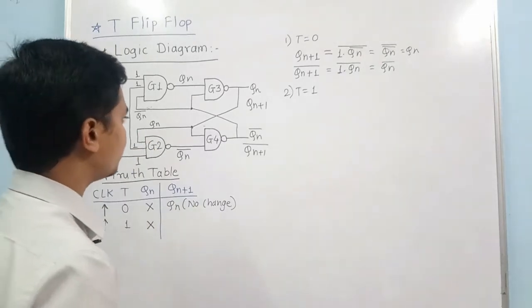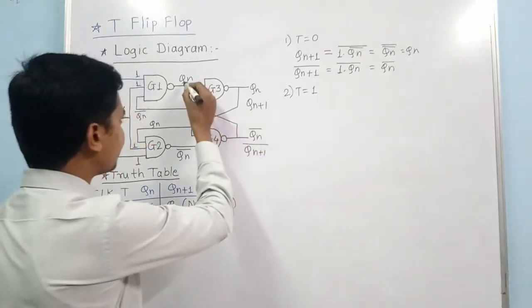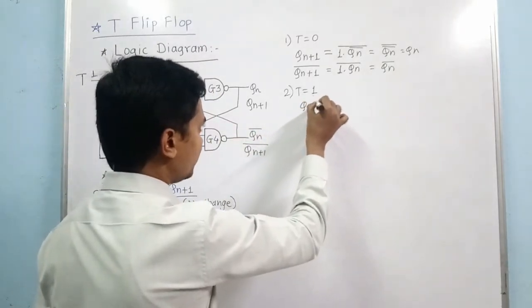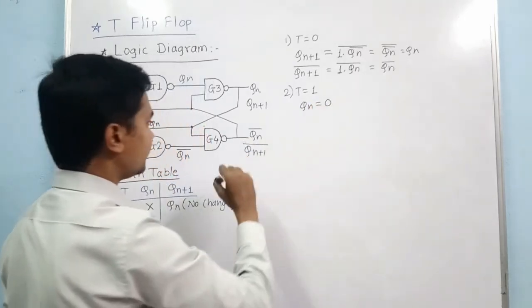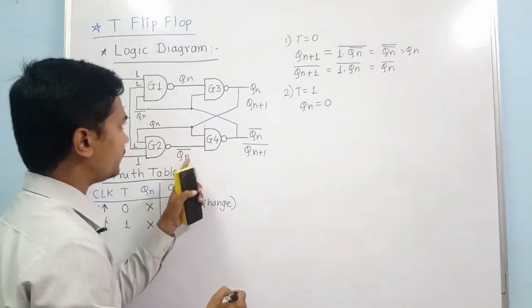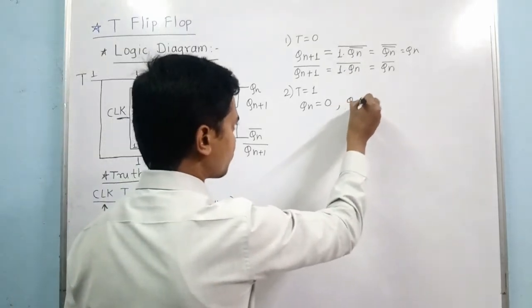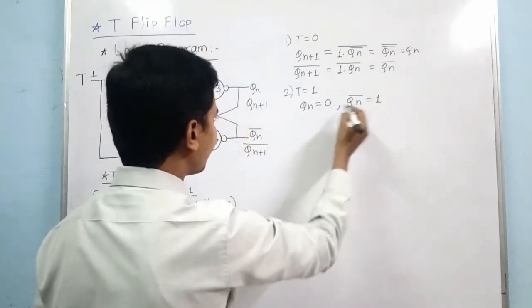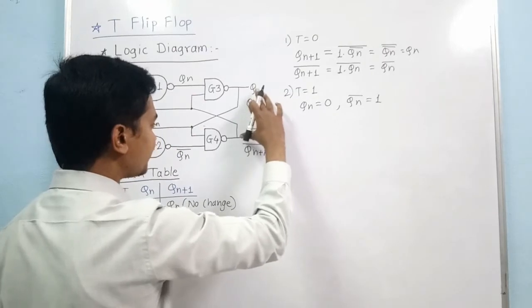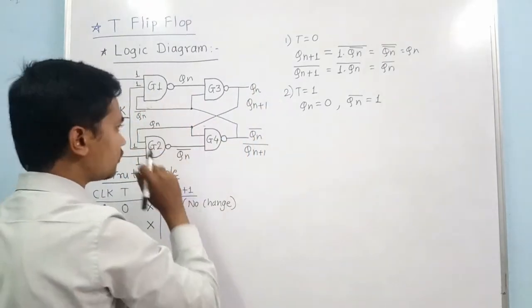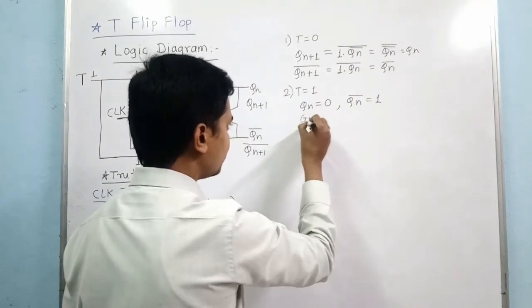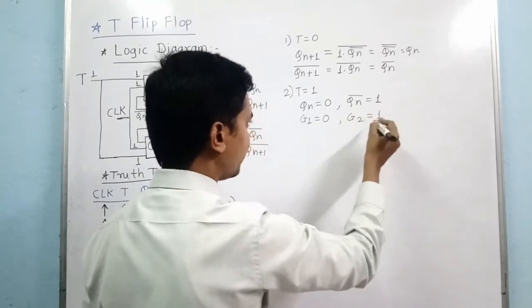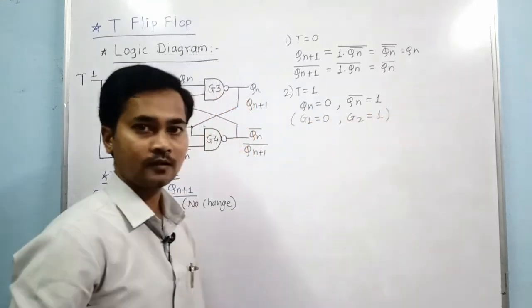Now if you put here Qn equal to 0, then what will happen? Qn bar is equal to 1. I am talking about this Qn and Qn bar, not of the output state, but of the G1 output and G2 output. So I'll write here G1 output will be 0, then G2 output will be 1. This is in brackets.